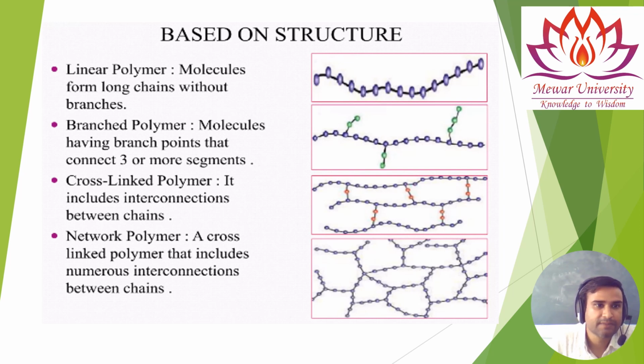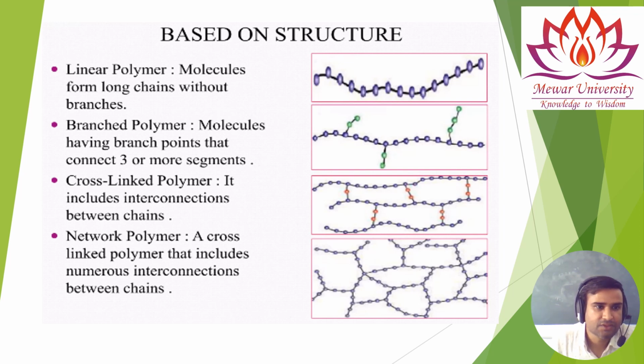And branched polymer is a polymer in which the molecule has a branch point that connects three or more segments. You can see these are the branched polymers. These are having three connections, 1, 2 and 3 molecules, or more, maybe two or more connections may be here in this segment. So these types of polymers are known as branched polymers.